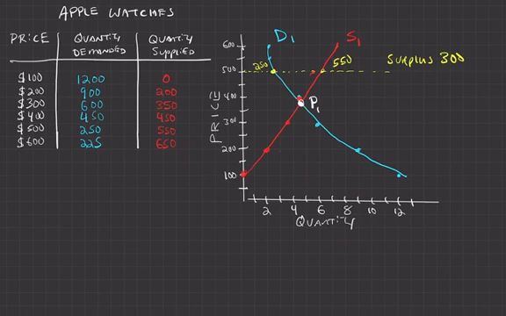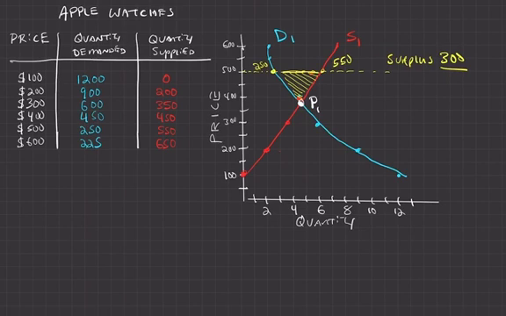We have our price here of $500, and our equilibrium price is down here at $400. So everything above equilibrium price would show a surplus. If we tried to sell watches at $550, we'd have extra watches sitting on the shelf, 300 extra watches, and there'd be a surplus. So how do suppliers solve that problem of a surplus?